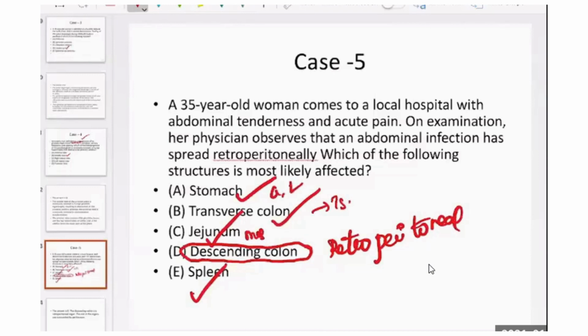So with this, I complete the abdomen and pelvis. The development and histology of this is pending; we will do it later as a separate course. Next, we will continue with the lower limb.